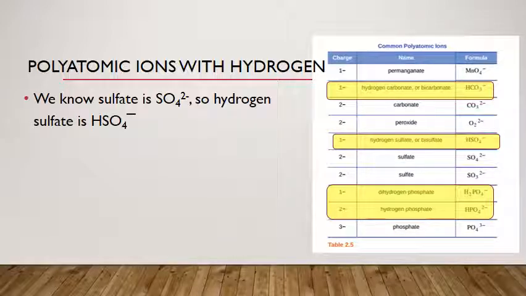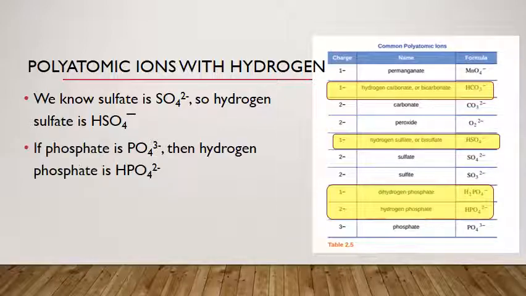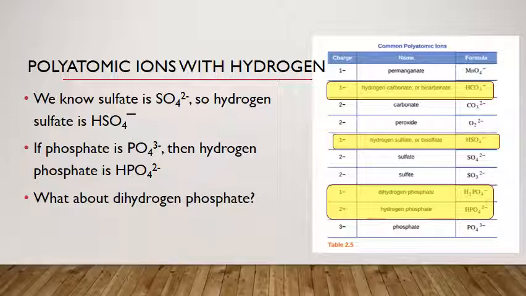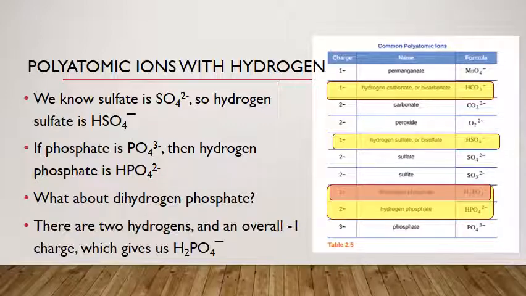We know sulfate is SO4 2 minus, so hydrogen sulfate is HSO4 minus. Phosphate, PO4 3 minus, hydrogen phosphate, HPO4 2 minus. What about dihydrogen phosphate? 2 hydrogens, and overall -1 charge, H2PO4 minus.